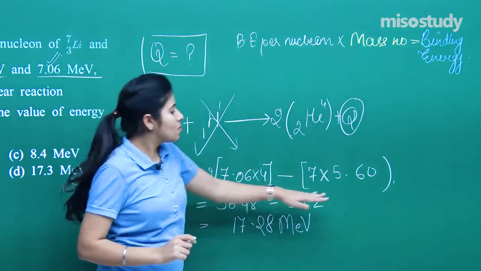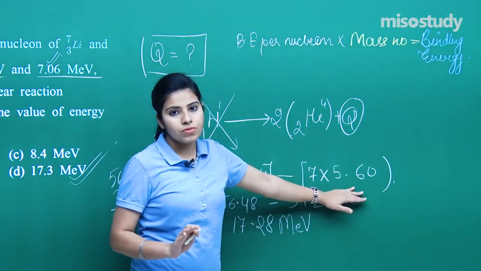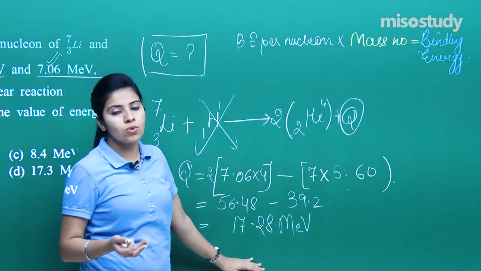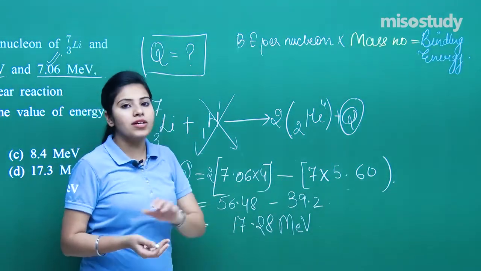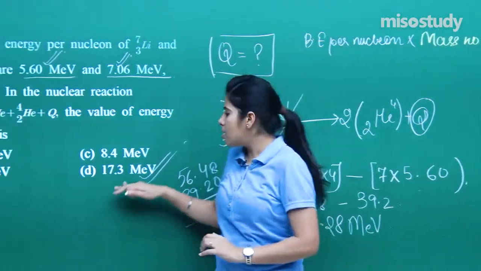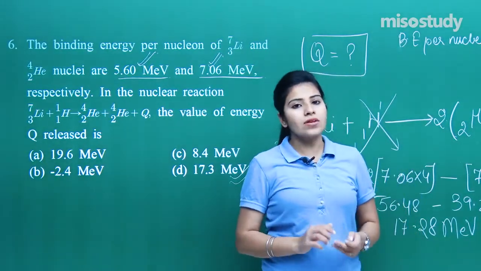Energy of products minus the energy of reactants. Only this much you have to do. And then you have to find out the energy, the Q. So that is the way to find out the Q in this case, and we have summarized this with the answer 17.3 mega electron volt. So now we are done with this question.